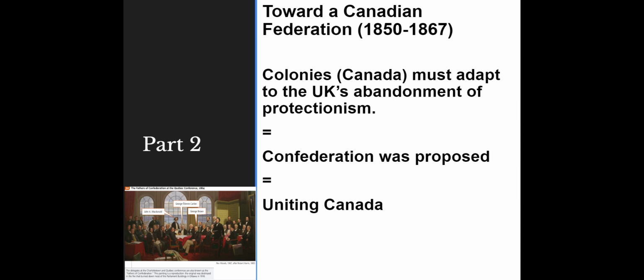So we start with the move towards Confederation. Canada was facing a lot of political and economic challenges after the UK abandoned its protectionist policies. To address these issues, a growing number of Canadian leaders started to advocate for a union of the colonies. So this was Confederation, and the idea was to unite Canada to help solve their economic and political issues.